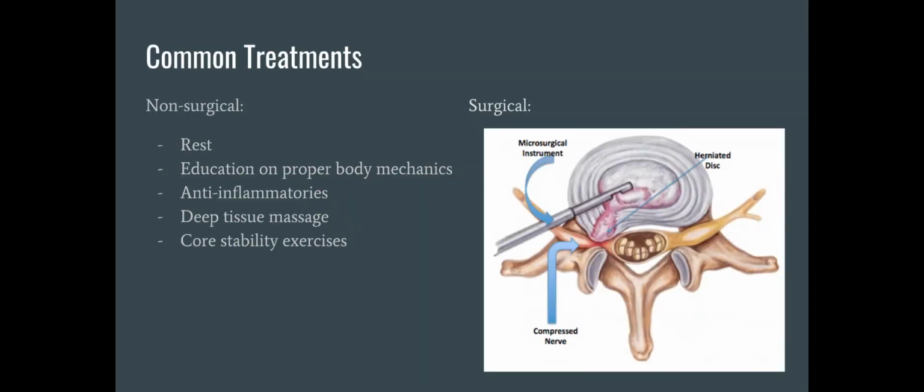Non-surgical treatments for lumbar disc herniation include rest, education on proper body mechanics, anti-inflammatories, and deep tissue massage to decrease swelling and loosen up muscles in the area, and core stability exercises to reduce pressure placed on the spine. A person who doesn't improve after 6 to 12 months or develops a neurologic deficit of numbness or weakness may need surgery. The common surgical treatment is a microdiscectomy, where the portion of the disc that impinges on the spine is removed.